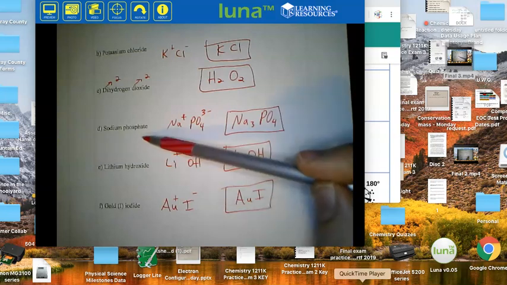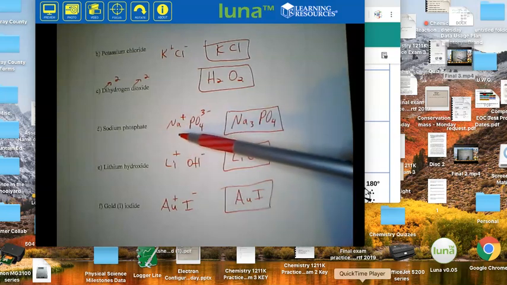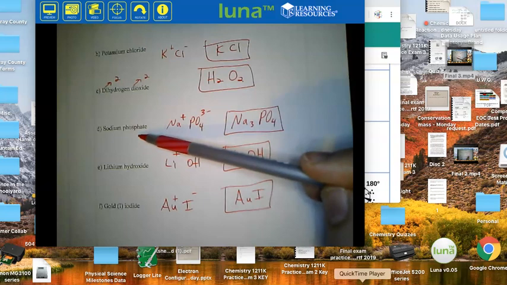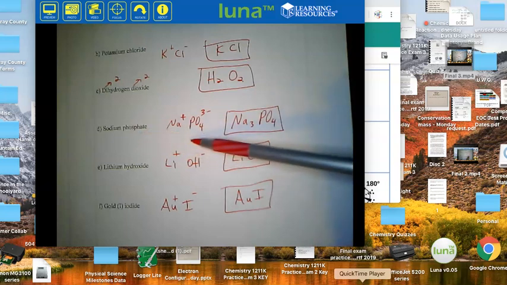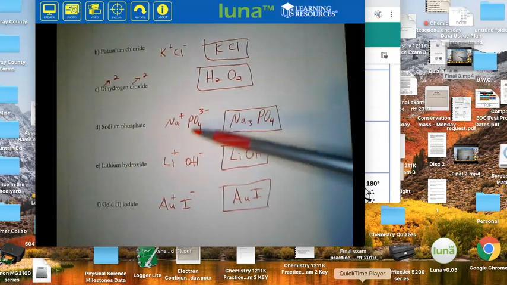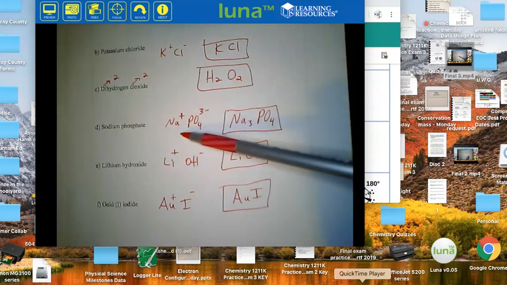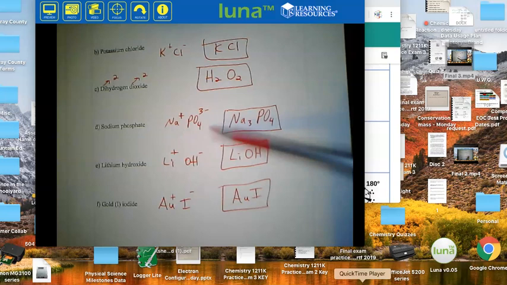Part D, sodium phosphate. Sodium is +1 because it's group 1. Phosphate is a polyatomic ion, PO4 with a 3- charge. Okay, so to balance out the charges here, we need 3 sodiums to balance out the -3 of the phosphate. So it's going to be Na3PO4.